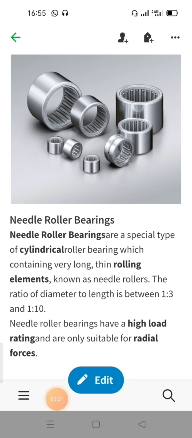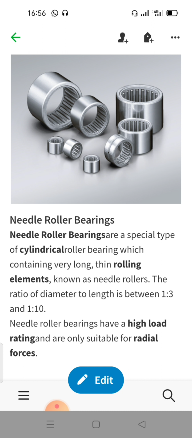Now come to needle roller bearing. Needle roller bearings are a special type of cylindrical roller bearing which contain very long thin rolling elements known as needle rollers. The ratio of diameter to length is between 1:3 and 1:10. Needle roller bearings have a high load rating and are only suitable for radial forces.